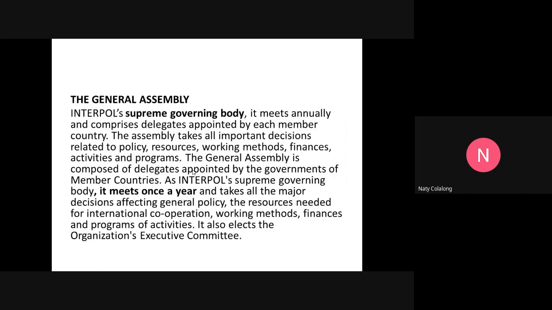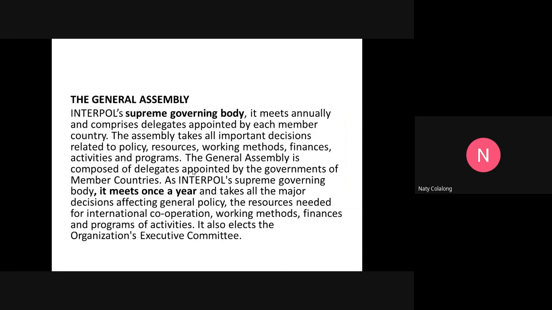So let us know about them one by one. The General Assembly is considered as the Interpol's supreme governing body. It meets annually and comprises delegates appointed by each member country. The Assembly takes all important decisions related to policy, resources, working methods, finances, activities, and programs.